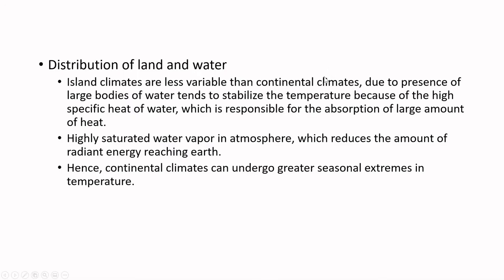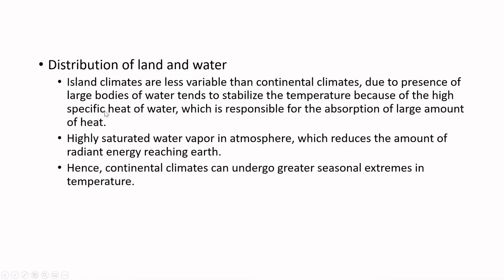in Europe, or in the US, or in Africa, okay, continental climates. To be more exact, the island climate is less variable than continental climate due to the presence of large bodies of water, which tend to stabilize the temperature. Okay, because of the high specific heat of water, which is responsible for the absorption of large amounts of heat. So the island is surrounded by water, and the water has a high specific heat. Specific heat of water means the water can absorb a lot of heat.